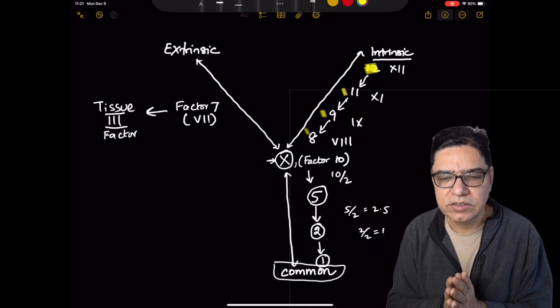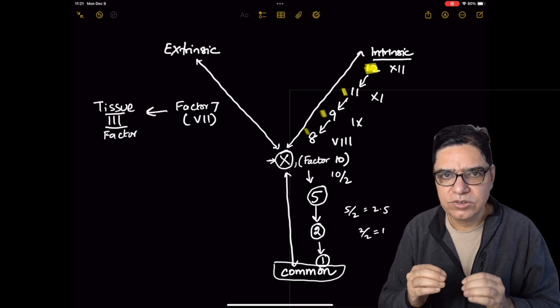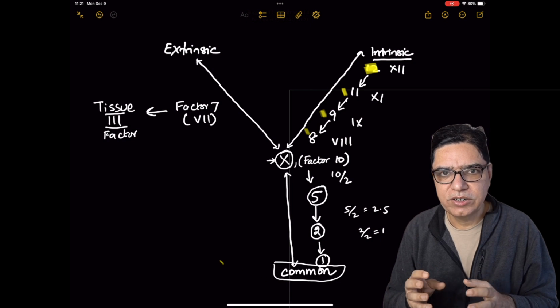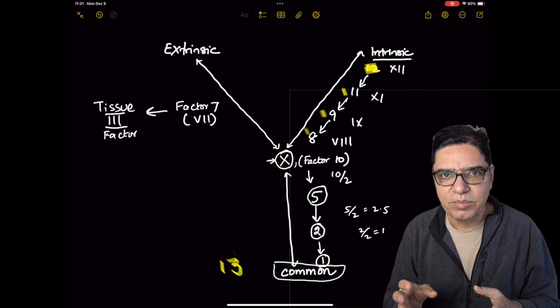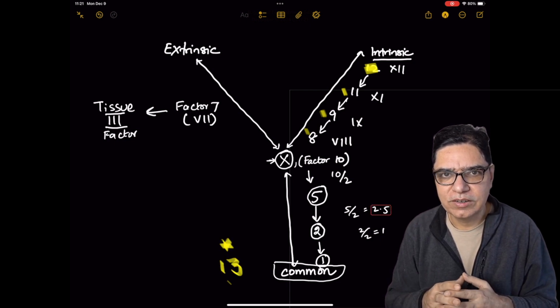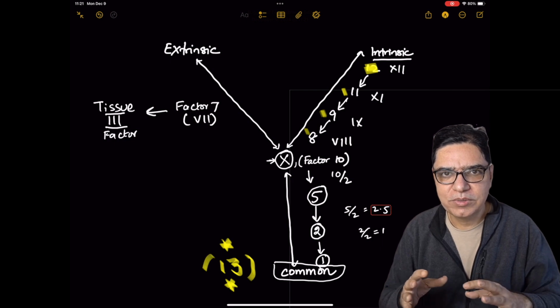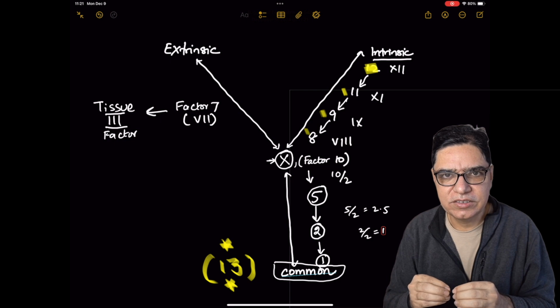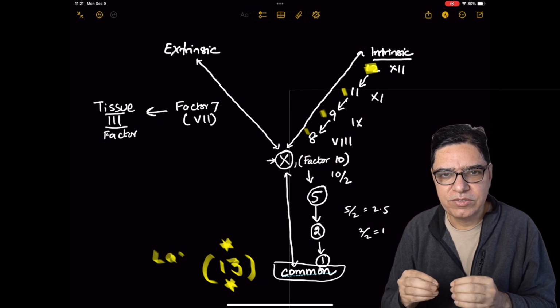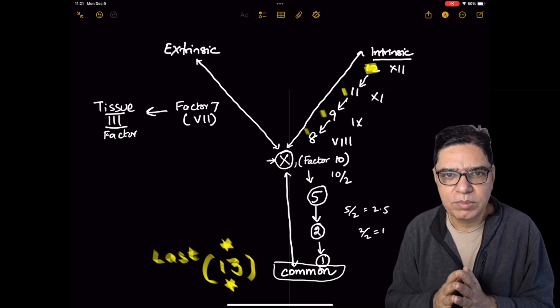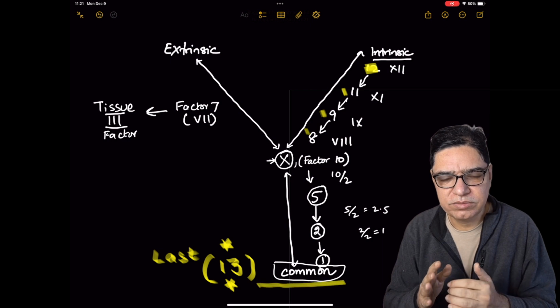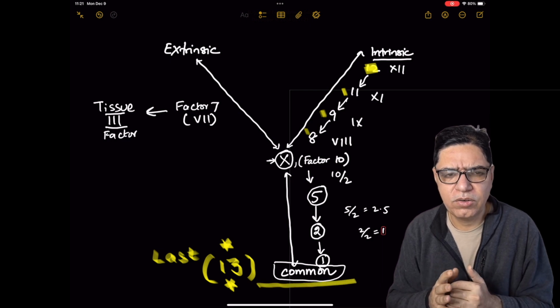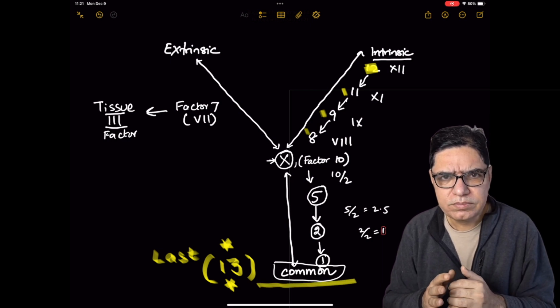Now you will say, where is 13? 13 is the last-most. Some people say 13 is not a good number. It is usually associated with haunting memories or something scary. Anyhow, this 13 comes at the last. This 13 is the clot stabilization factor. This is at the very end of the common pathway. Just take it as the very last part of the coagulation cascade.